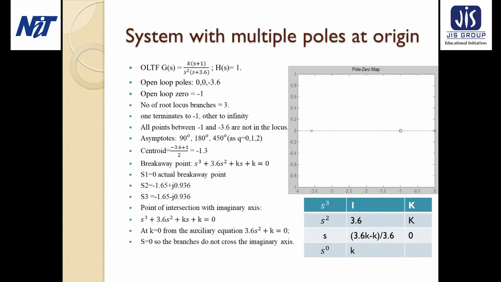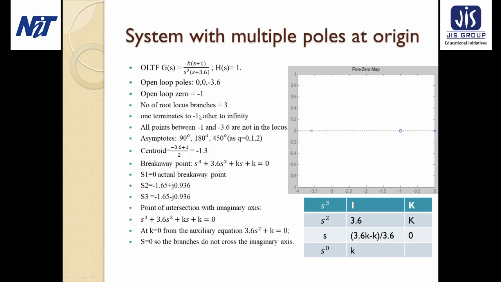So let us consider another example where the system has multiple poles at origin, as well as a single 0. Let us consider that the open loop transfer function is K into s plus 1, and the denominator is s square into s plus 3.6. And here also we are considering that the feedback is unity feedback and negative. So from this we can say there are 3 poles of the system, located at 0, 0 and minus 3.6. So at 0 location there are actually 2 poles, at minus 3.6 there is 1 pole, and the 0 is located at minus 1.